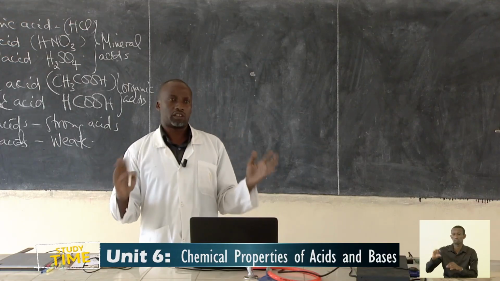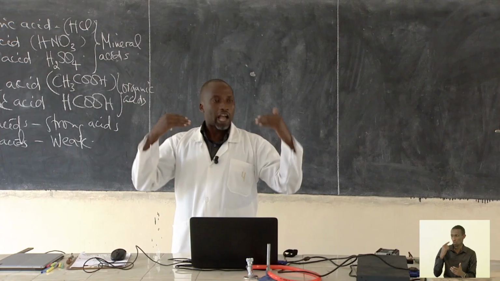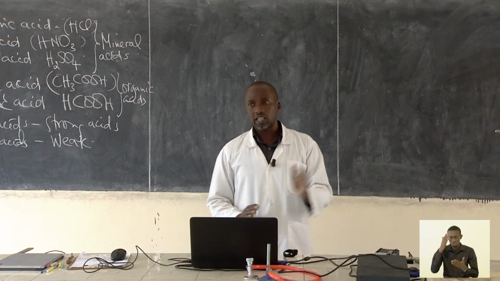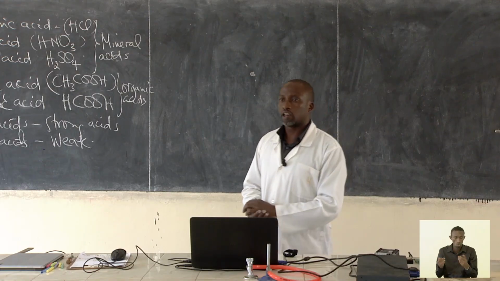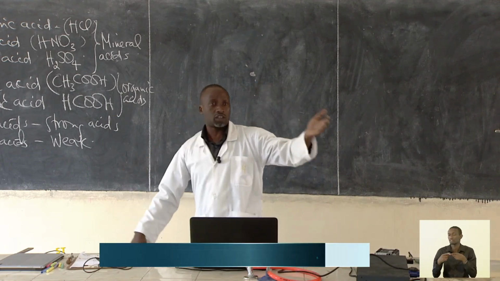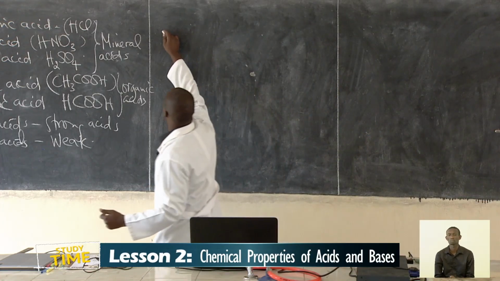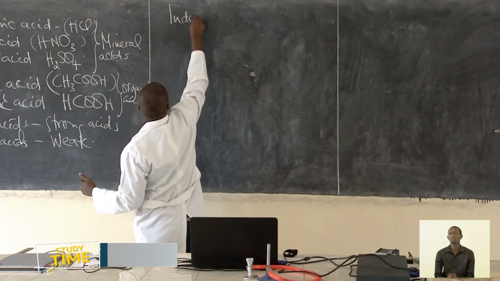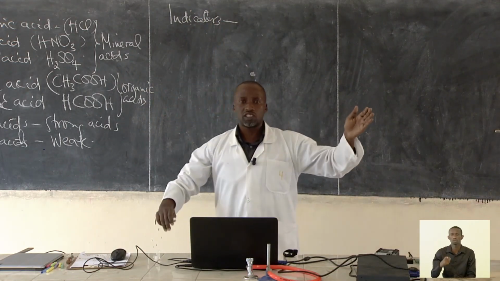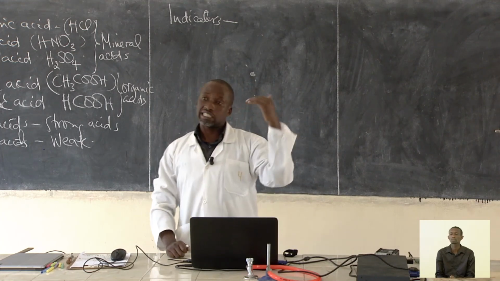We even mentioned, if you can still remember, how can you tell that a substance is an acid or a substance is a base? And you remember we used different ways. We mentioned different ways. You remember them? Good. So we mentioned the indicators. Can you mention some of these indicators? So these indicators, some of them are natural, others are artificial.